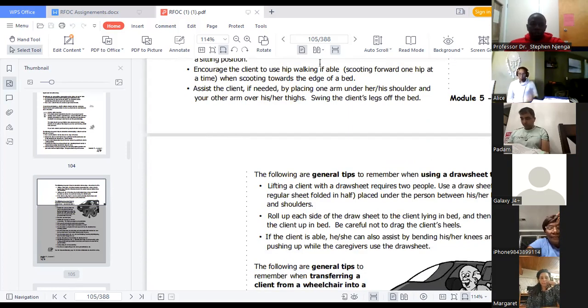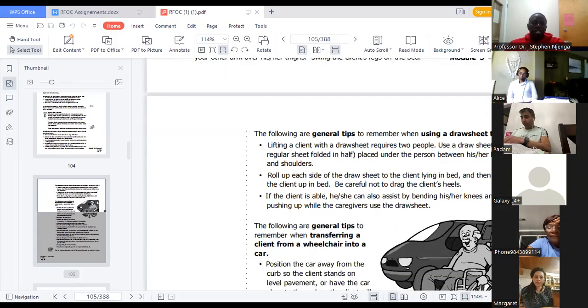So we are going to end today's class with page 88, general tips to remember when you are using a draw sheet to lift. So the following are general tips. Number one, lifting a client with a draw sheet requires two people. Use a draw sheet or regular sheet folded in half. There is no way you can transfer a client alone with the draw sheet.